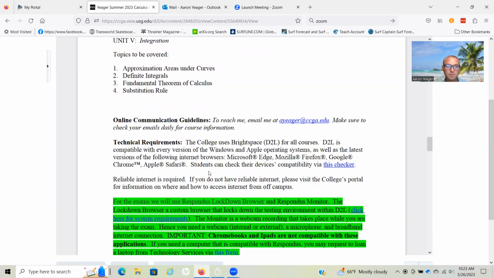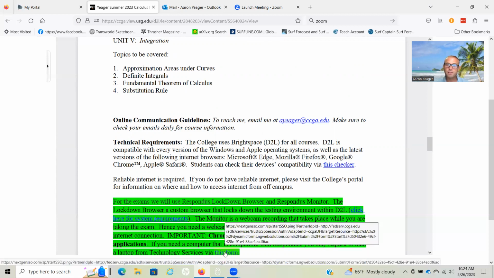For the exams, you'll need to have a computer that can access the Lockdown Browser and Respondus Monitor, which is a video recording of the exams. Chromebooks and iPads are not compatible with that because they don't have actual operating systems in them. They call to the web to get their programs. But if you need a laptop, click this form right here. The college has laptops. You can get one on loan, or if you can't pick it up, they can mail it to you. Or you can take any of the exams on any campus computer as well.